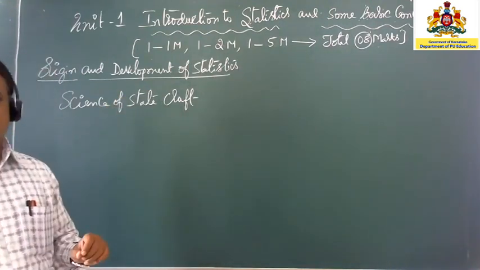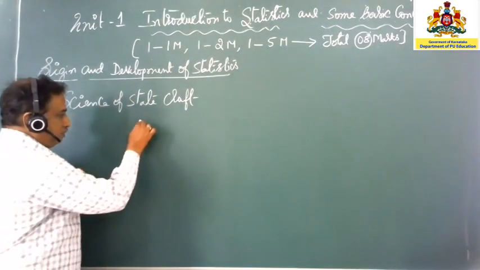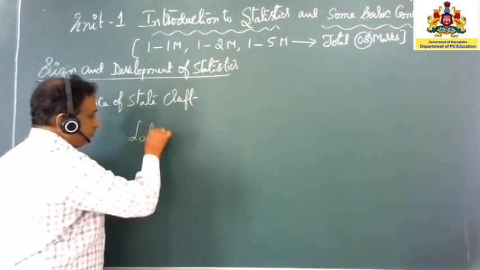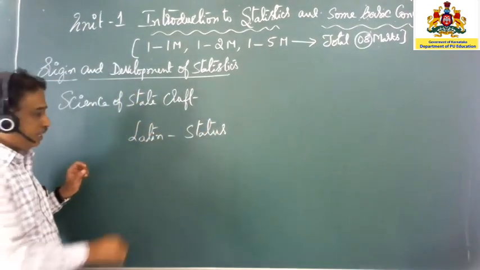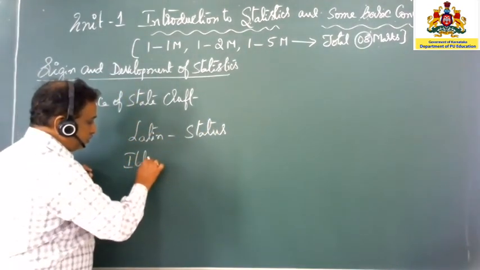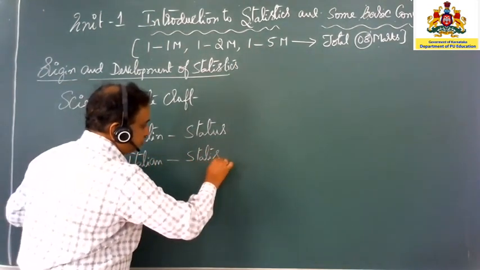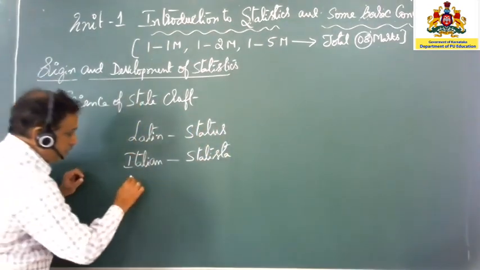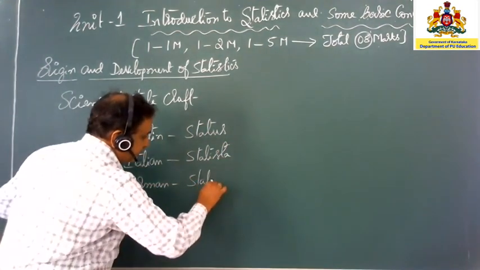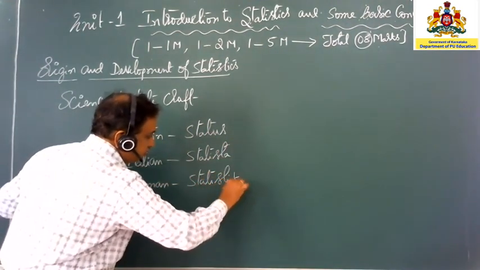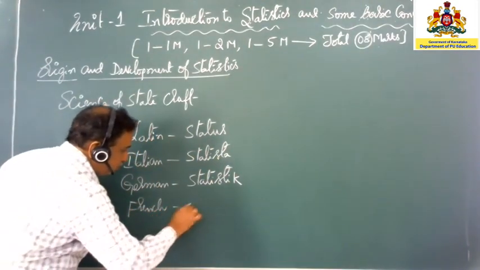The word statistics is derived from different languages. In Latin, it is status. In Italian, statista. In German, statistik. And in French, statistique.